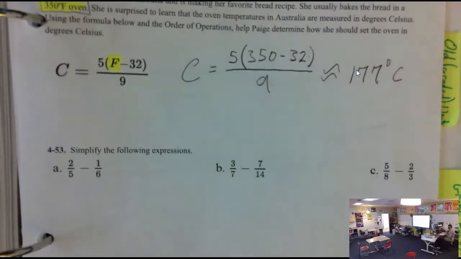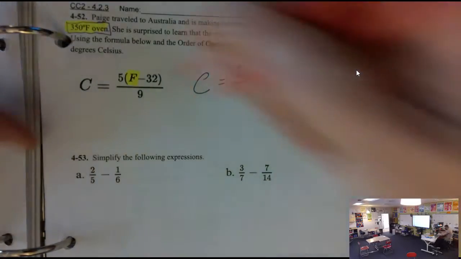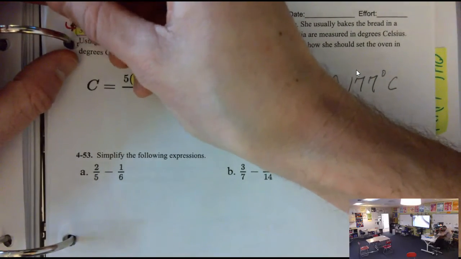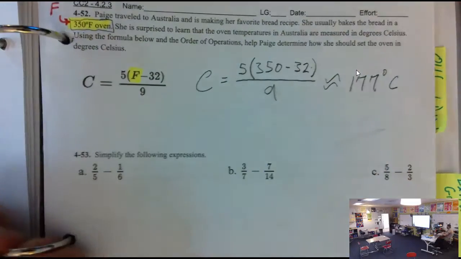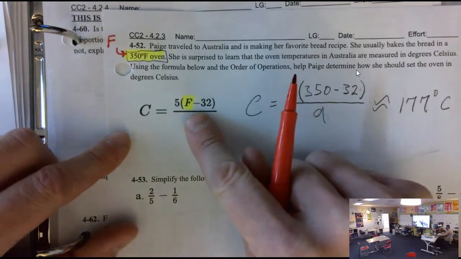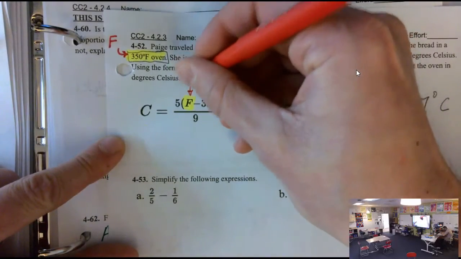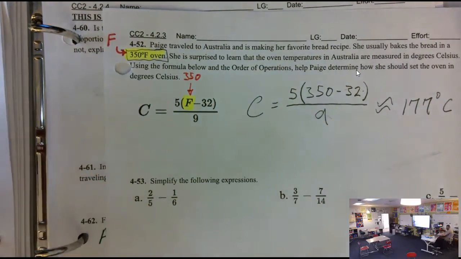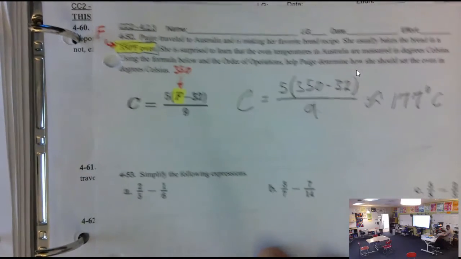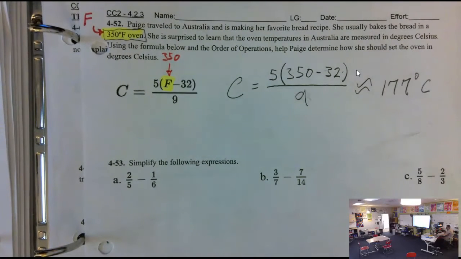So then, on the back, we did this together. This is called substitution, because they give us the degrees in Fahrenheit, and our formula tells us that F in the formula is our Fahrenheit value. So to calculate the Celsius temperature, we plug in 350 where the F is, and then we do the math following the order of operations. And because I doubt my oven has decimals, I could round that to a whole number. Any questions on that one?